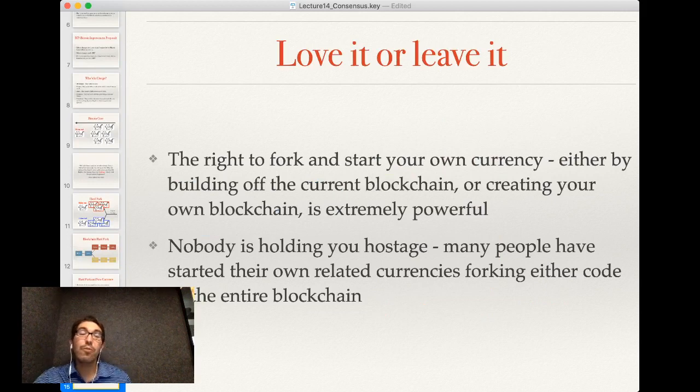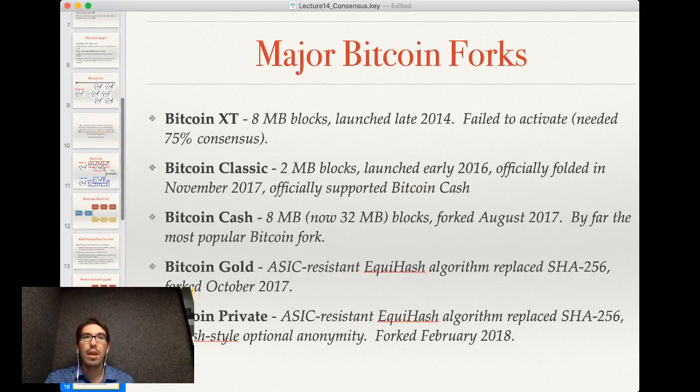So this right to fork and start your own currency, either by just forking the code and making your own blockchain, or by building off the current blockchain, is extremely powerful because you're not held hostage, right? If you think you can do a better job, or you want to make some change in the rules, you can do that. And if you have enough people following you, you can create your own system. And in fact, we have seen this quite often with Bitcoin.